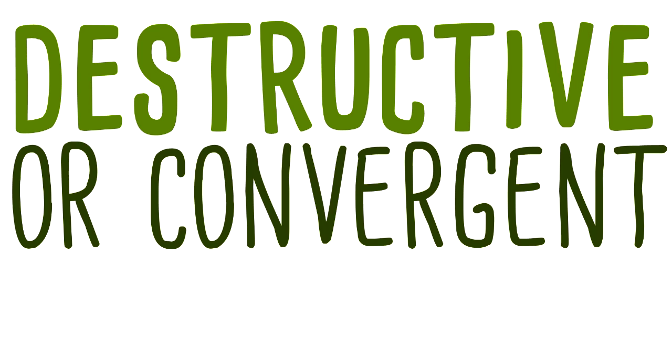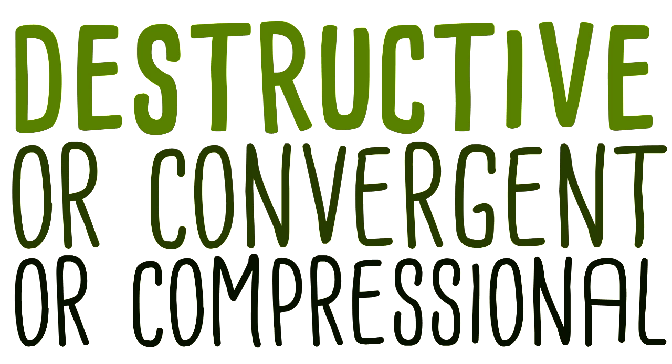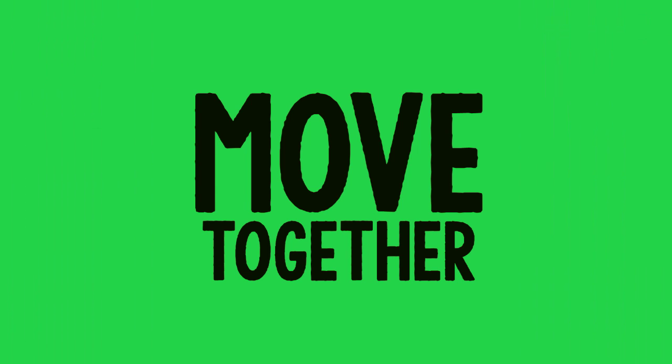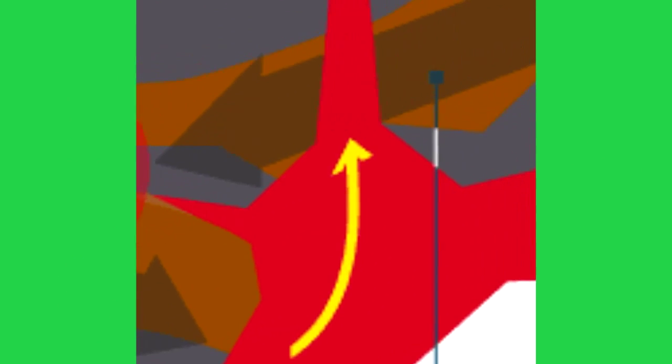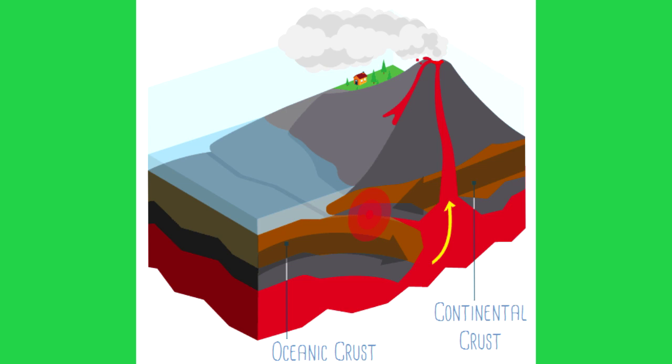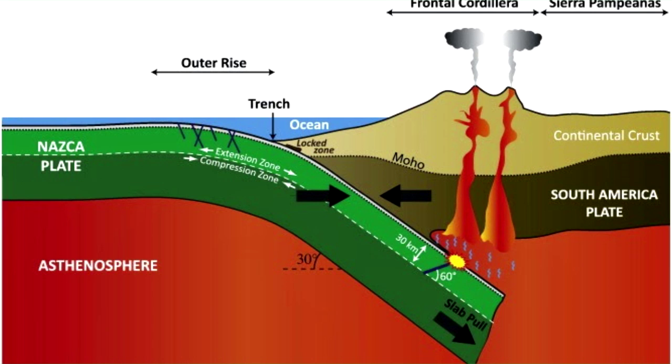A destructive or convergent or compressional plate boundary occurs when plates move together. It can be oceanic-continental convergence, where the oceanic plate is forced under the lighter continental plate. Friction causes melting of the oceanic plate and may trigger earthquakes. Magma rises up through cracks and erupts onto the surface. An example of this convergence is where the Nazca Plate is forced under the South American Plate.